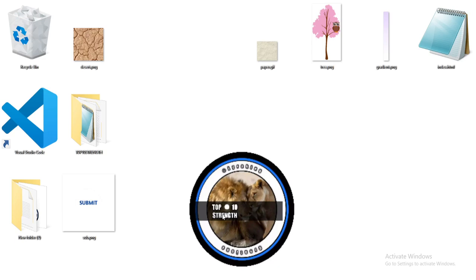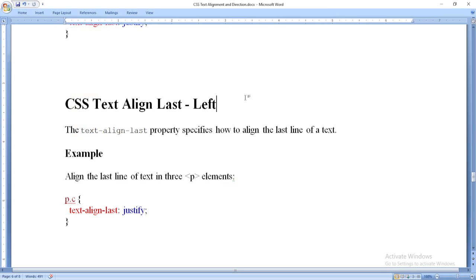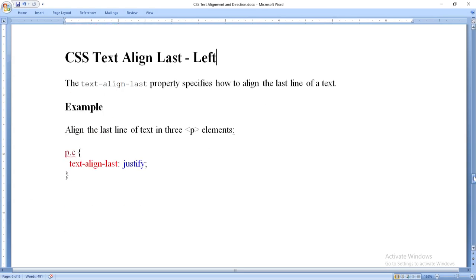Welcome back everyone. Quickly, let's continue our discussion on CSS text align and text direction. And right now we'll be discussing the CSS text-align-last property along with the left value. The text-align-last property specifies how to align the last line of a text. So I want you to note that one very well.